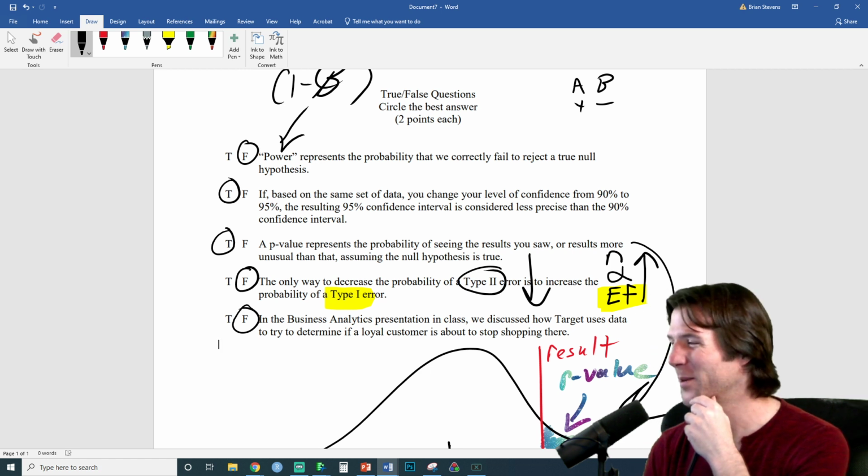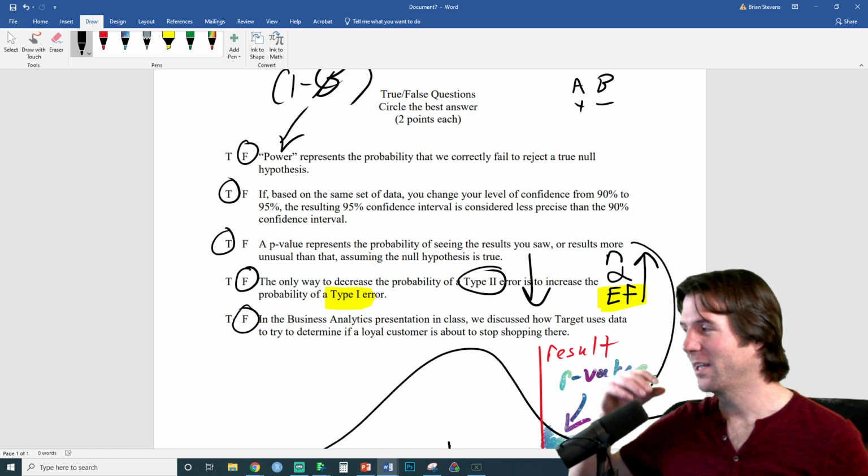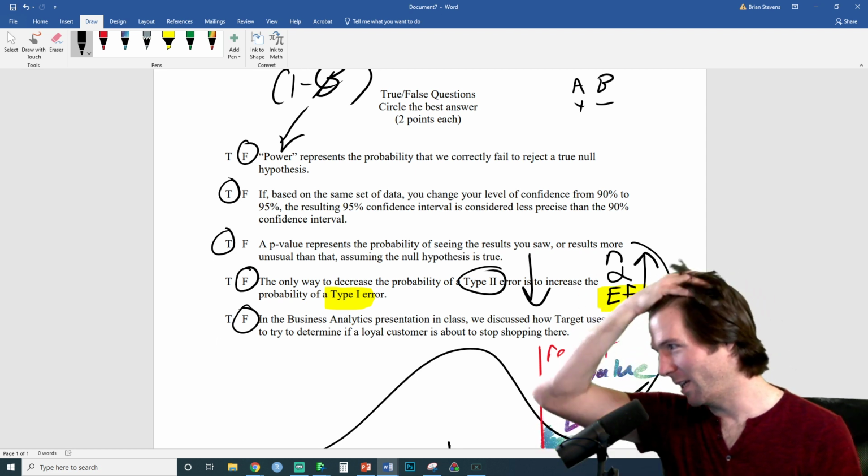It could be about Moneyball. It could be about different things. It's meant to be a very high level question that everyone's going to get.